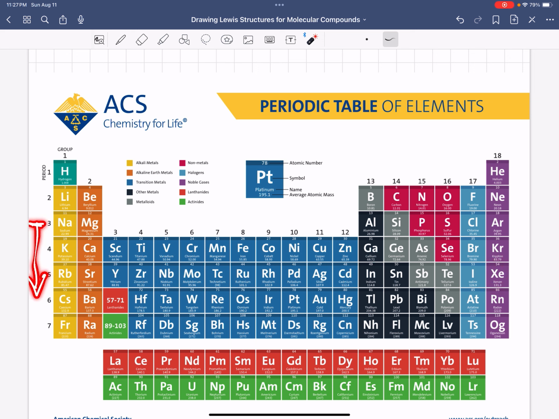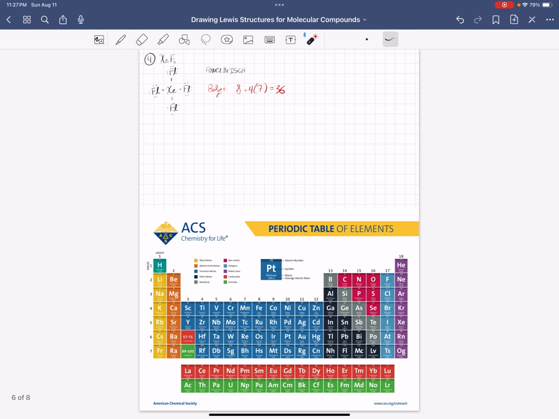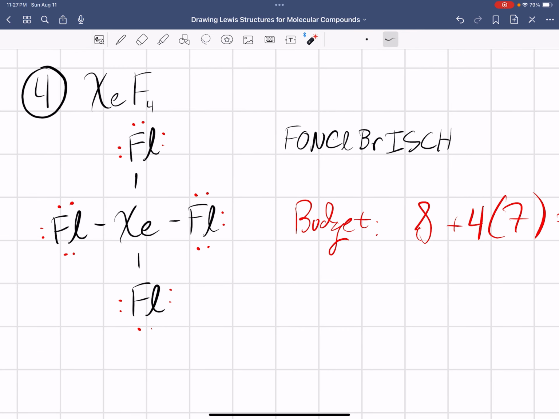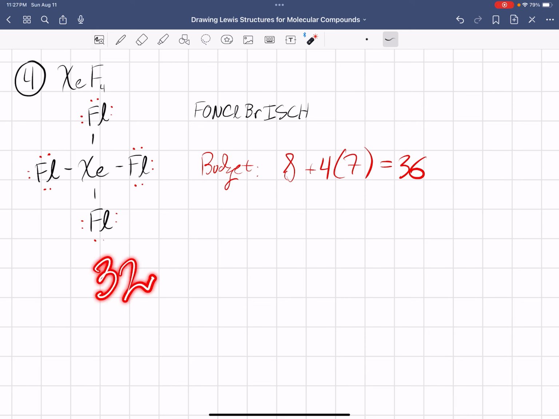can have what's called an expanded octet. It can have even more than 8 electrons surrounding it. So we can add additional lone pairs. Now remember, we spent 32, but we wanted to spend 36. So we'll add 4 additional electrons, which would be 2 lone pairs. And that will get us to our budget. And I don't think we need to recount. You'll trust me on that one. We were at 32, we added 4, so now we're at 36. And this is the correct Lewis structure for this xenon tetrafluoride.